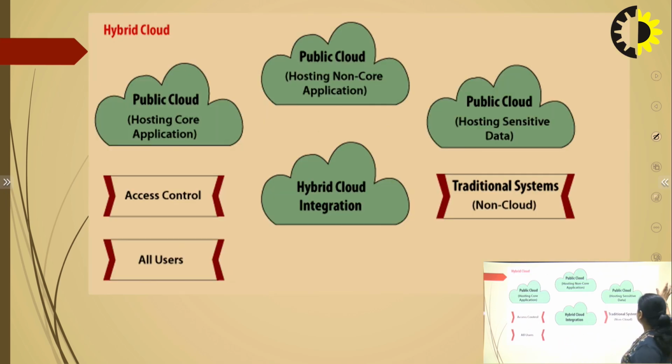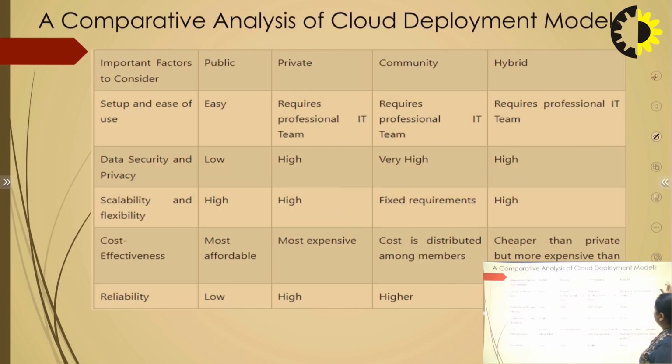So, next, in this table, there is a comparative analysis of cloud deployment models, that is public, private, community and hybrid, in terms of ease of use, data security, scalability, cost effectiveness and reliability. And when we compare these four clouds, this is a concise form of the comparison of cloud deployment models.